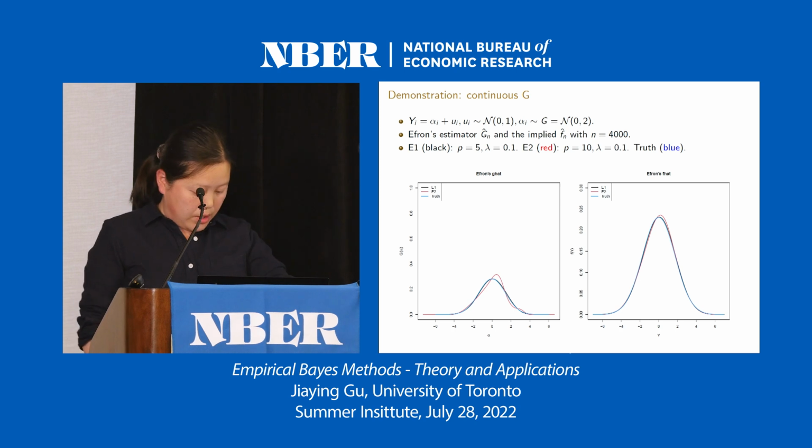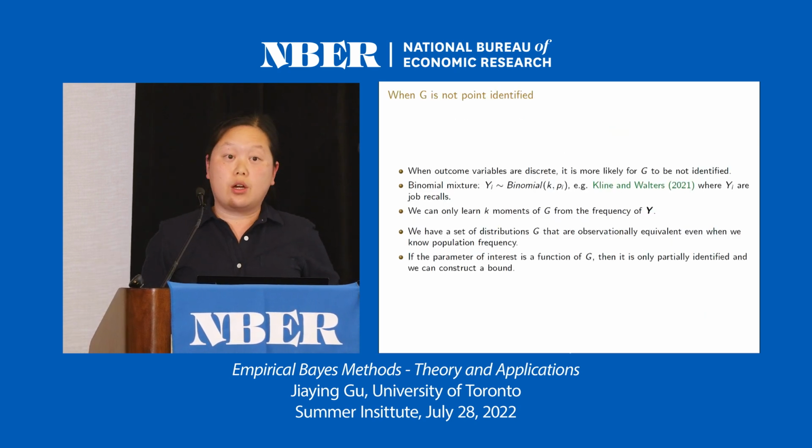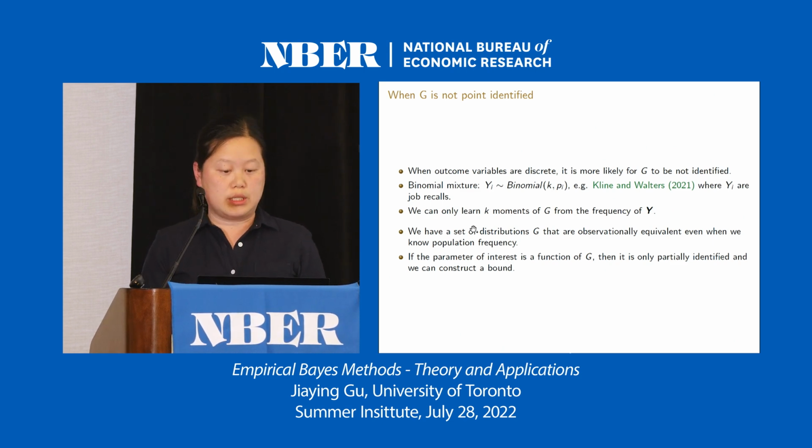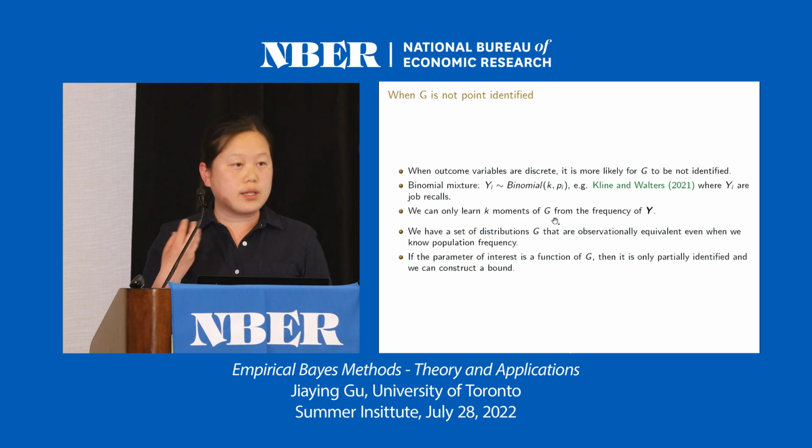Okay, so just very quickly, a remark on what if G is not point identified, right? This often occurs when the outcome variable is discrete. For instance, consider the binomial mixture, where the yi is binomial with k number of trials and success probability pi. This arises as an application in the Kline and Walters 2021 paper, where the yi's are numbers of job recalls. So in this model, all we can learn about G is its first k moments, right? So even if I tell you the population frequency of Y, we can only learn the k moments of G. Just knowing the k moments of G is not going to point identify G.